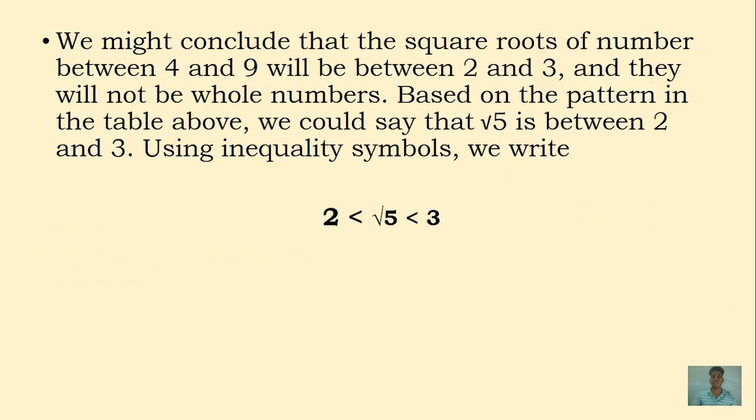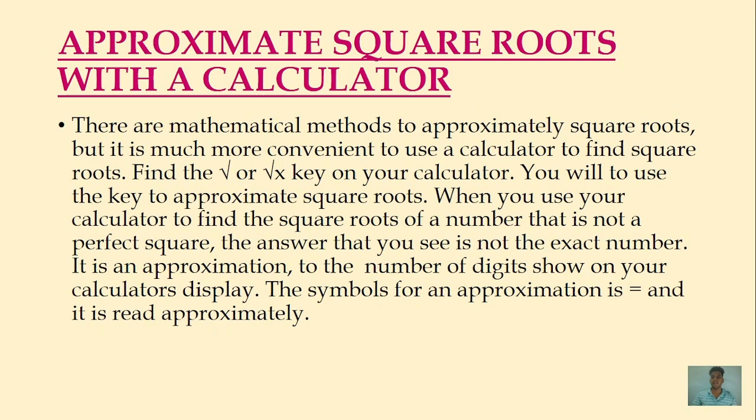We might conclude that the square root of a number between 4 and 9 will be between 2 and 3, and it will not be a whole number. Based on the pattern in the table above, we could say root 5 is between 2 and 3. Using the inequality symbols, we write 2 is less than root 5, which is less than 3.